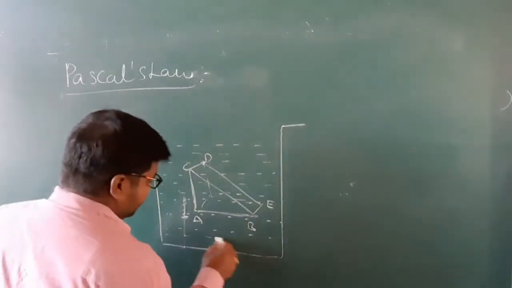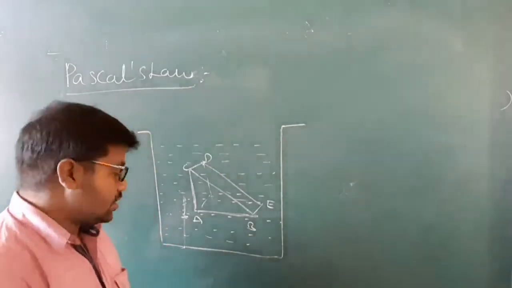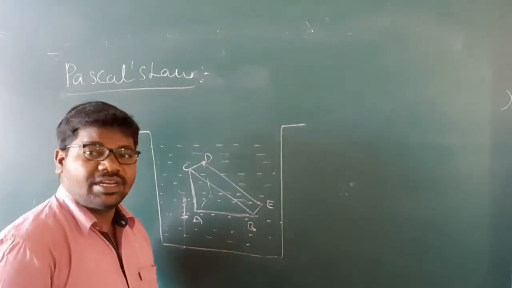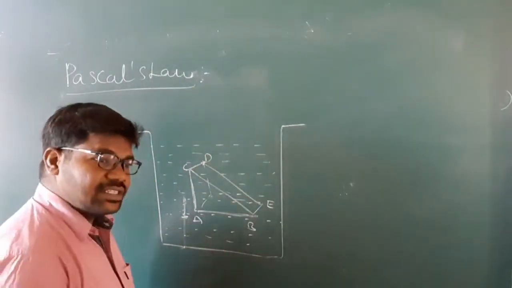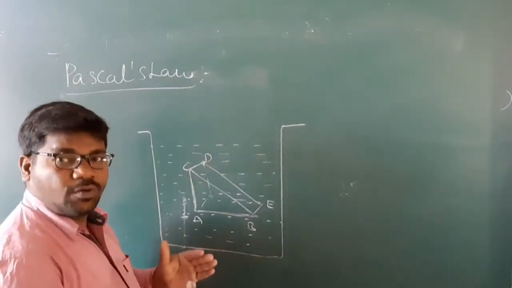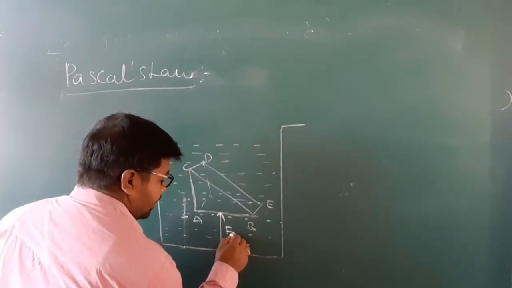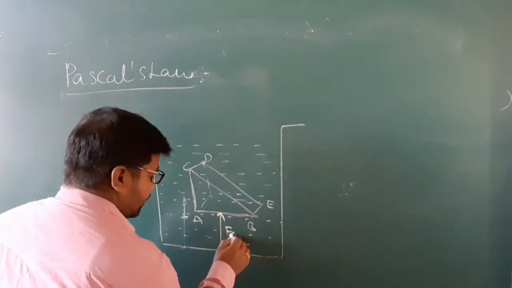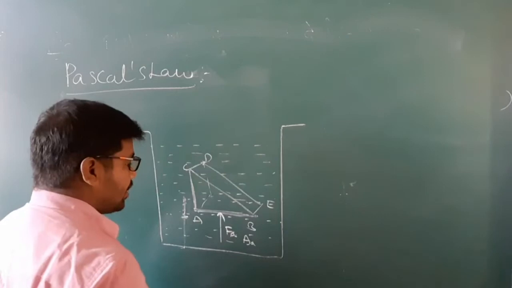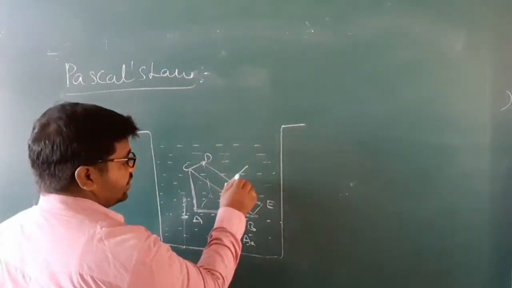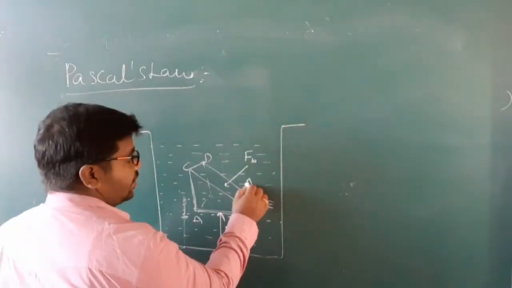In this case, we know that according to thrust, thrust means a force normally acting on the surface. Whenever an object is immersed in any fluid, the fluid force acts normally like this. Here the force is FA, and the area here is AA. Here the thrust acting is FB. What is the area here? AB.